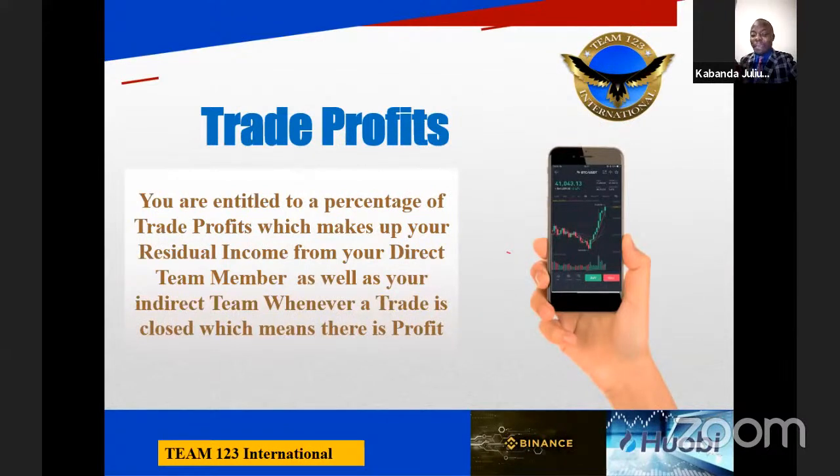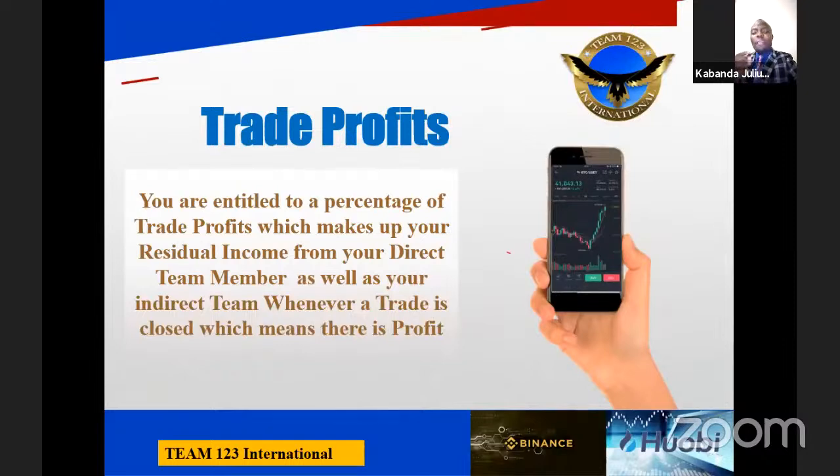Look, ladies and gentlemen, when these people activate their robots and start trading in their Binance, you still get the trade profits. You are entitled to a percentage of trade profits. And this is residual income.